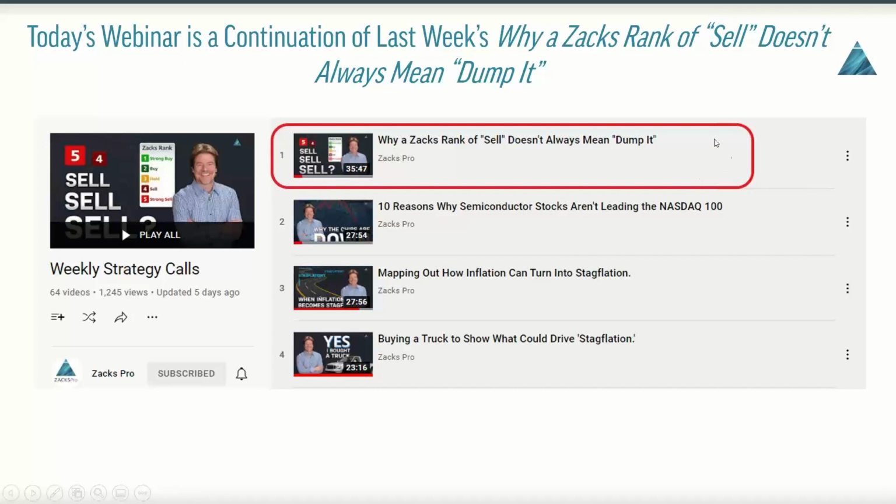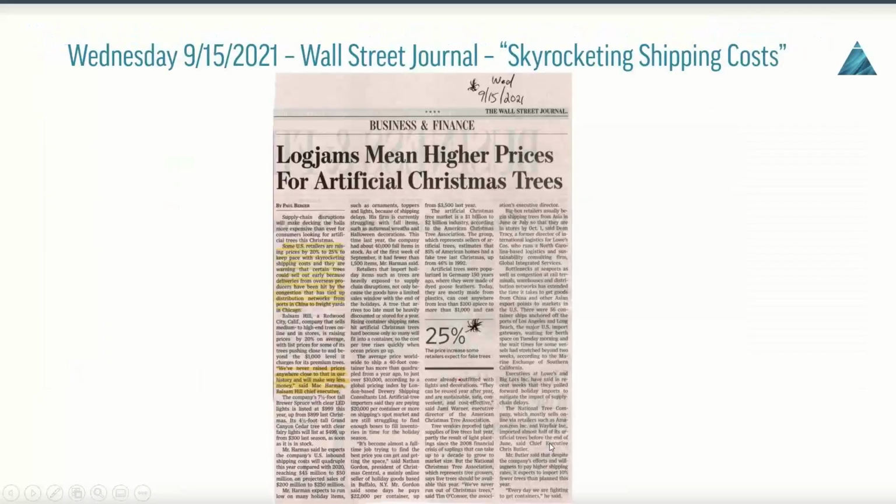So last week's webinar, if you missed it, I've got it circled here in red off of our channel. Why a Zacks rank sell doesn't always mean dump it. And we introduced this concept of more or less margin analysis, and we're going to elaborate on it today.